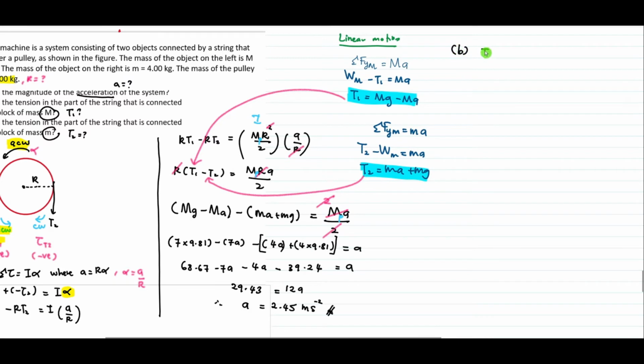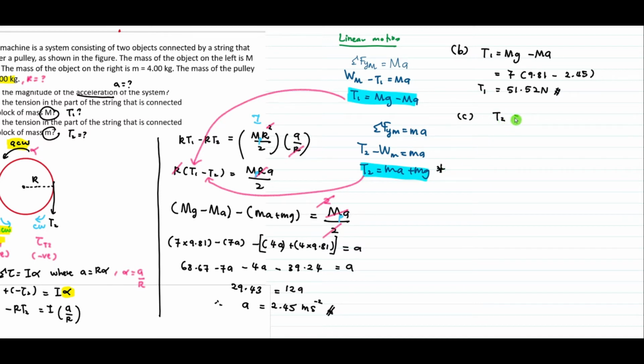Okay, so since we have the value of A, which is 2.45 meter per second squared, actually we can find question B, T1, which is capital M G minus mg minus ma. So m, we can factorize m, which is 7. So 9.81, sorry, this one is A, minus A is 2.45 meter per second squared. Therefore, T1 is equal to 51.52 Newton.